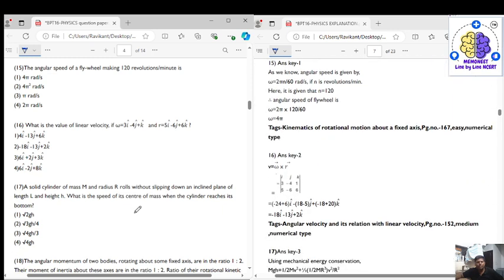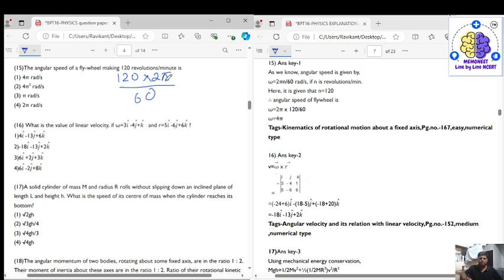Question number 15. The angular speed of a flywheel making 120 revolutions per minute. 120 revolutions, where one revolution is 2 pi radians. So converting into radians, this will give you radians per minute. Per minute means for every 60 seconds.